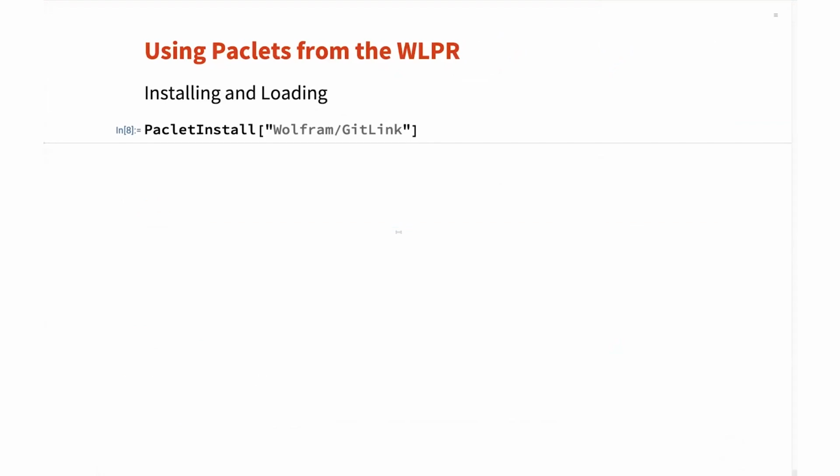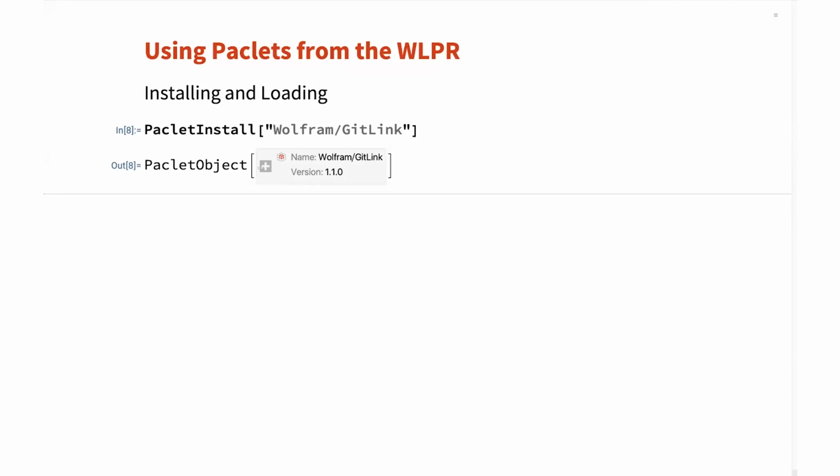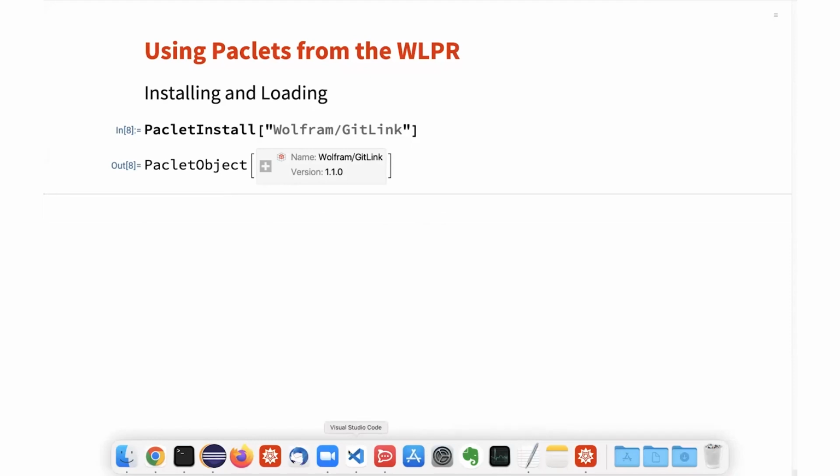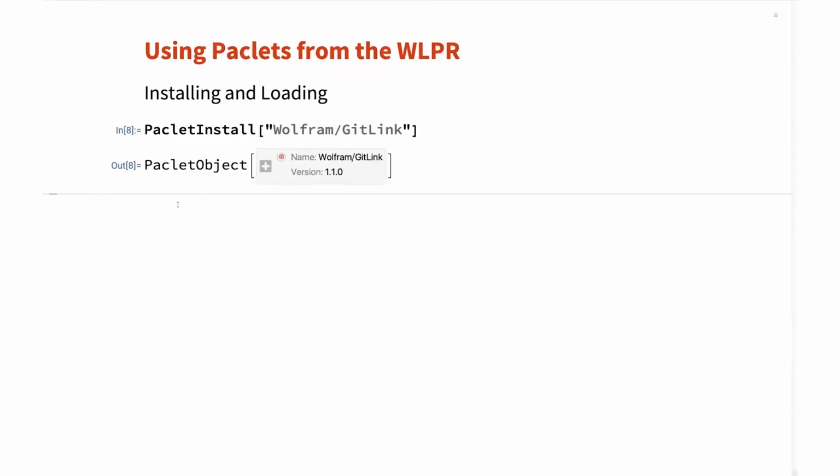Now, that executed pretty quickly, but it did have to download. I don't have Wolfram GitLink installed, so it had to download it. And I get this Paclet object back. I can open this up, and I'll see that this location is down somewhere in my library Mathematica Paclets repository directory. All right, so if I want to use this thing, I'll go back to the browser. I'll do a click to copy on that. Paste that in.